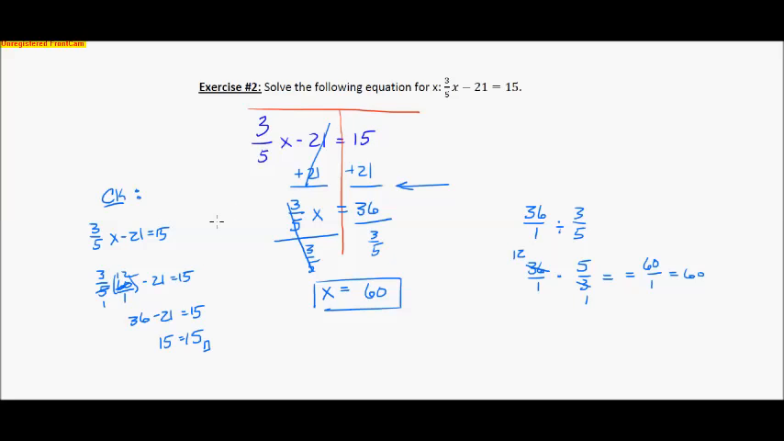Okay, so the process is the same. You know, it's just a matter of practice. You do it over and over, just like anything else. The more practice you do, then the easier it's going to become.